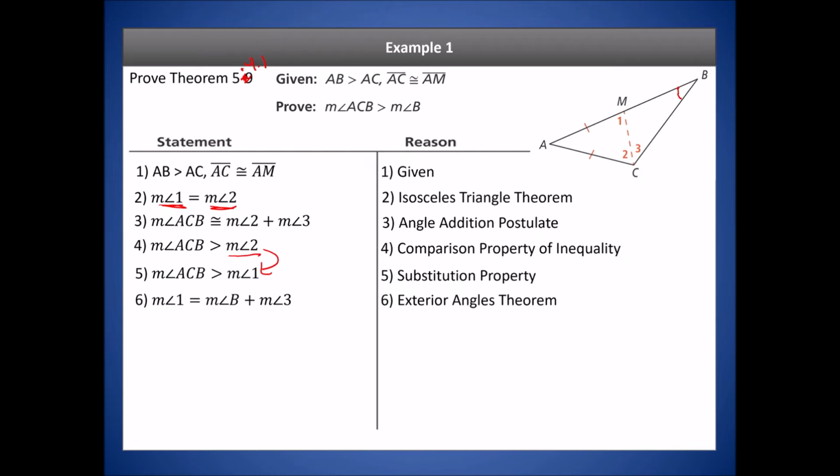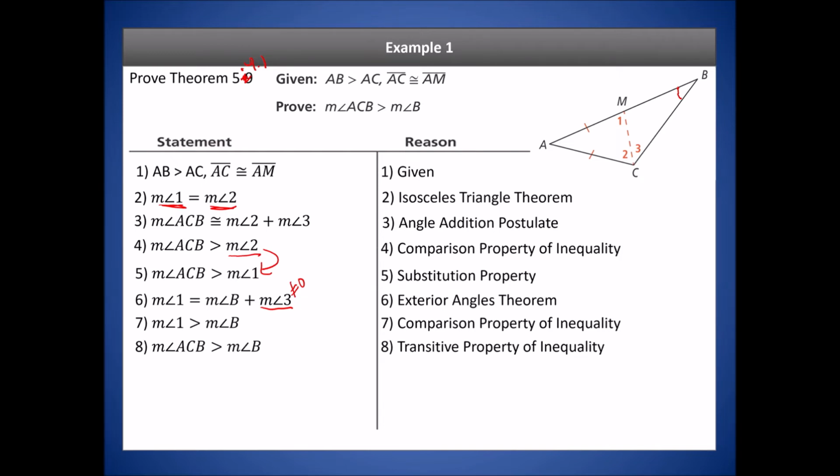All right, so why do we use this theorem? Well, because now we want to again use the comparison property of inequality. Because we know that angle 3 is not 0, so this is not equal to 0, then that means that by the comparison property, angle 1 has to be greater than angle B.